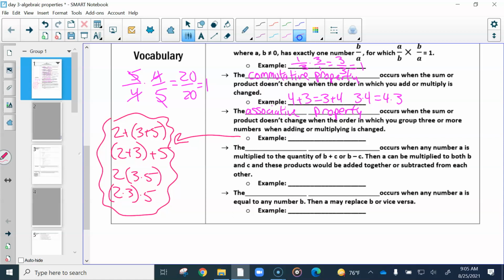The distributive property is the next one. Distributive occurs when any number a is multiplied to the quantity of b plus c or b minus c. So usually you're adding or subtracting inside parentheses. And then a can be multiplied to both b and c, and these products will be added together or subtracted from each other.